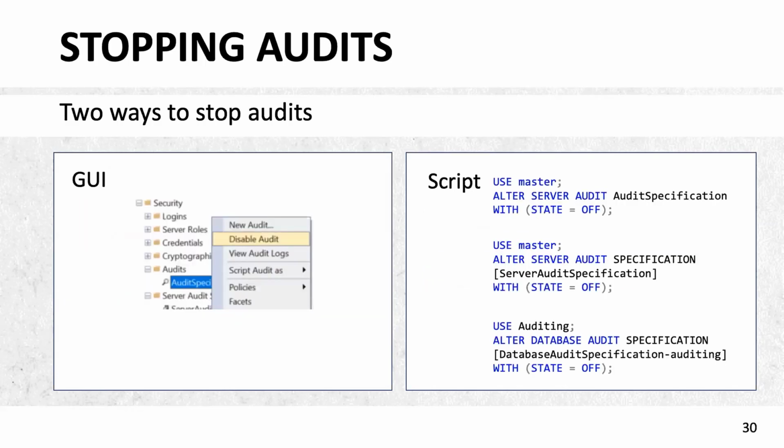You can stop the audit by right-clicking on it and choosing disable in the GUI. You can also do this with a script. There's a few examples here because the syntax is a little bit different for each of the audit types. Now, you won't be able to stop the audit if it's auditing actions. And that's another reason I keep mentioning don't audit too much, because you won't be able to easily query it because it's too much data, but you won't be able to stop it because it's too busy trying to audit.